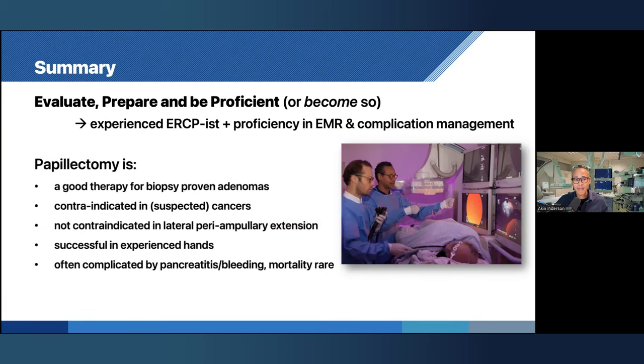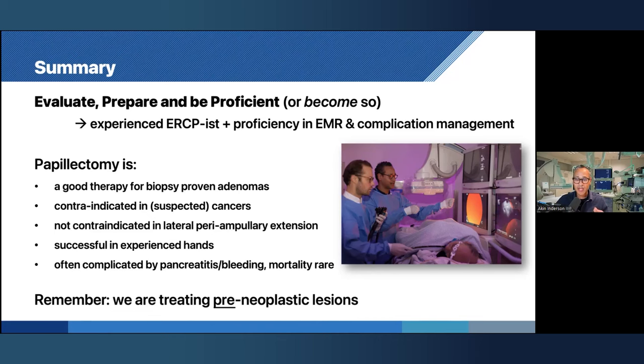Don't forget that. So papillectomy is a good therapy for biopsy-proven adenomas. It is contraindicated in suspected cancers. I think then in these cases, you can better do an ampullectomy or pancreaticoduodenectomy. It is not contraindicated in lateral or periampullary extensions. It is successful in experienced hands, but often complicated by pancreatitis, bleeding, but fortunately, mortality is rare. And finally, remember, we are treating pre-neoplastic lesions, so don't take unnecessary risks, especially in elderly patients.